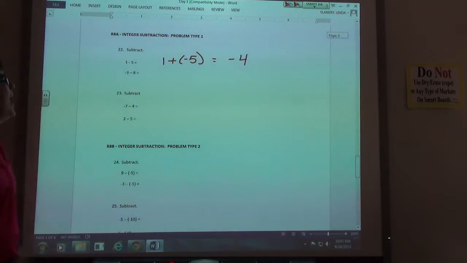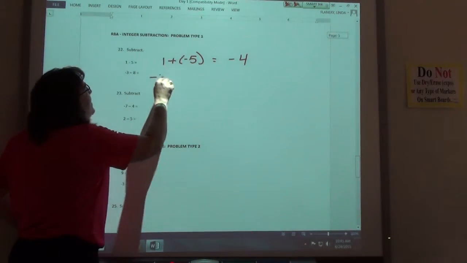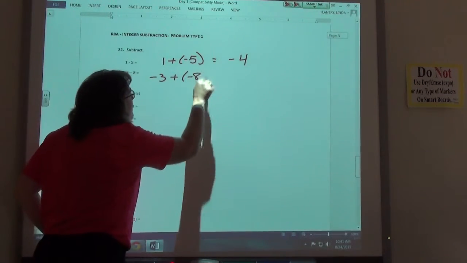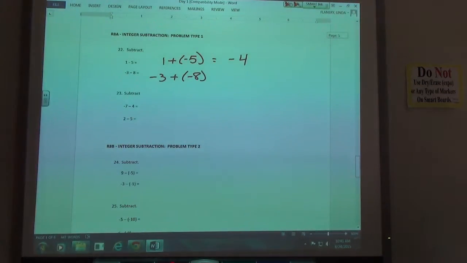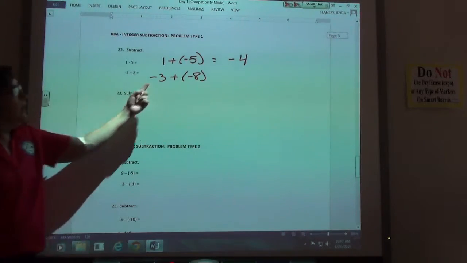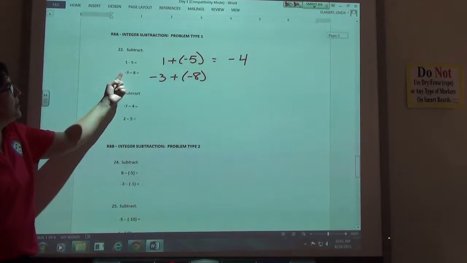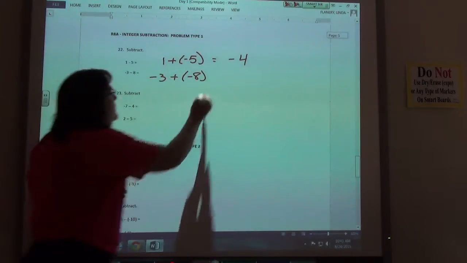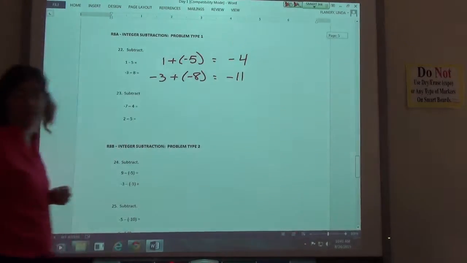Same thing here. On Alex, they're going to rewrite it as -3 plus a -8. Subtraction is adding a negative. And so my signs are the same. My rule, add and keep the sign. -11.